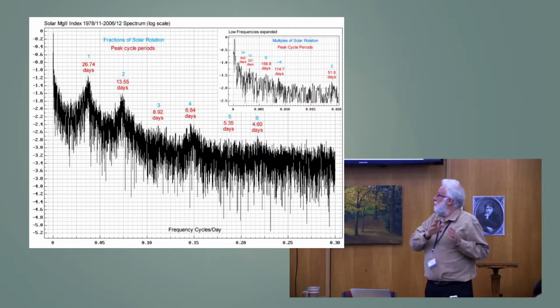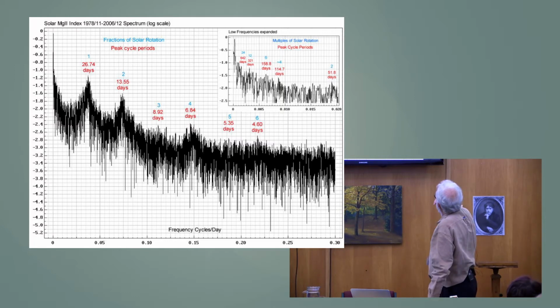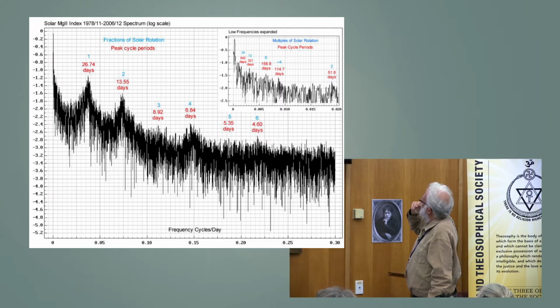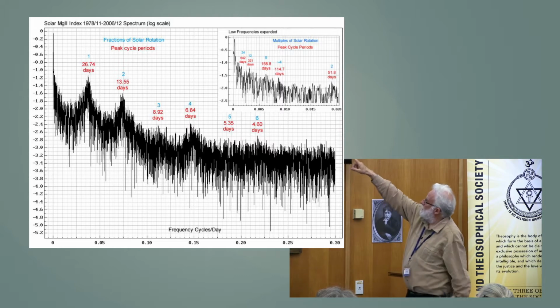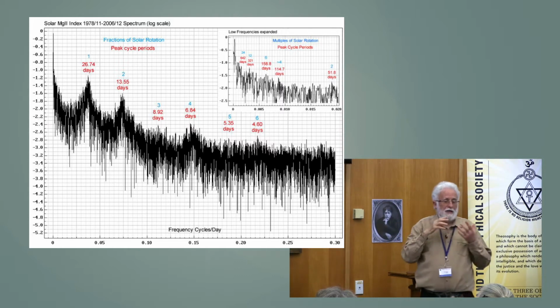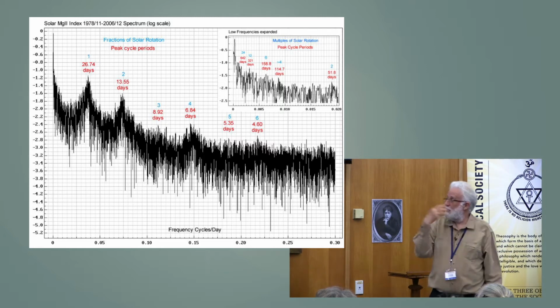It's looking at a period of time that's, I think it's a few years. I think it's at least one sunspot cycle. And it's showing peaks. Now, 26.74 days, that's the solar rotation period. So it doesn't surprise us if things come around after that interval.